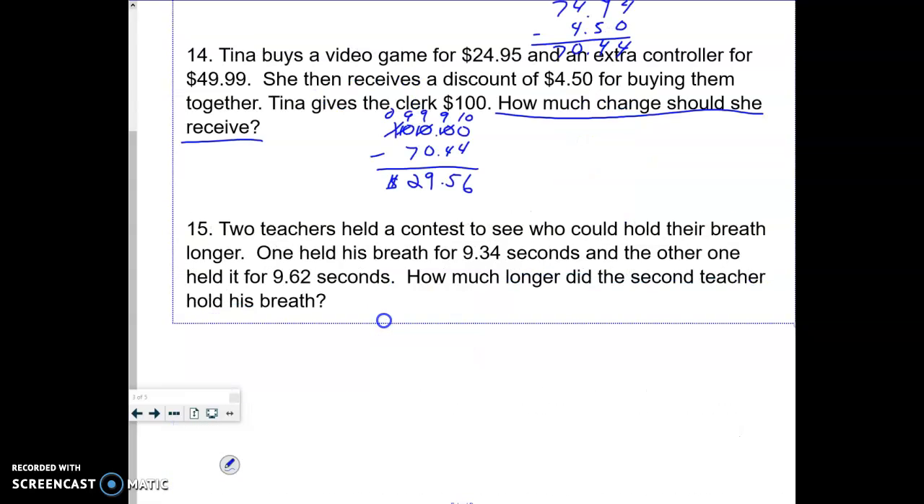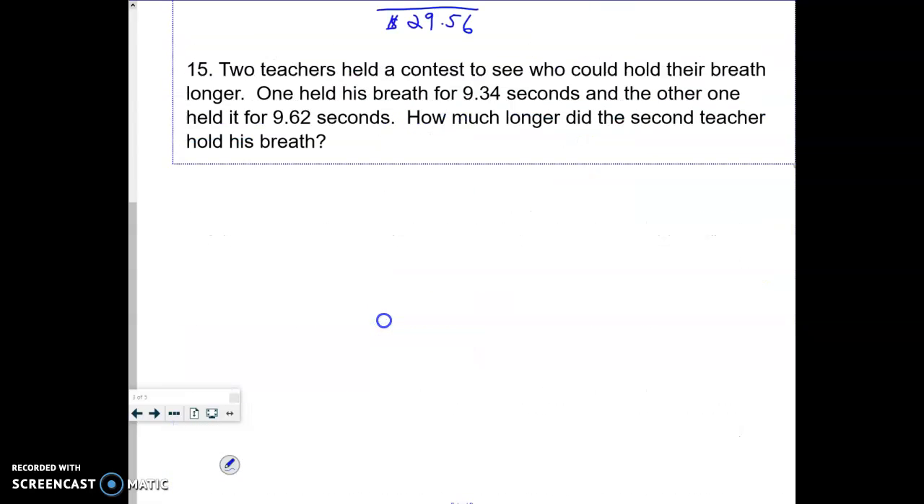All right, the next story problem is a comparison problem. Whatever comparing things, again, looking for terminologies, trying to determine what kind of problem it is. That's the issue with story problems. So this one says 2 teachers held a contest to see who could hold their breath longer. One teacher held his breath for 9.34 seconds, or 9 and 34 hundredths seconds, and the other one held it for 9.62, or 9 and 62 hundredths seconds.